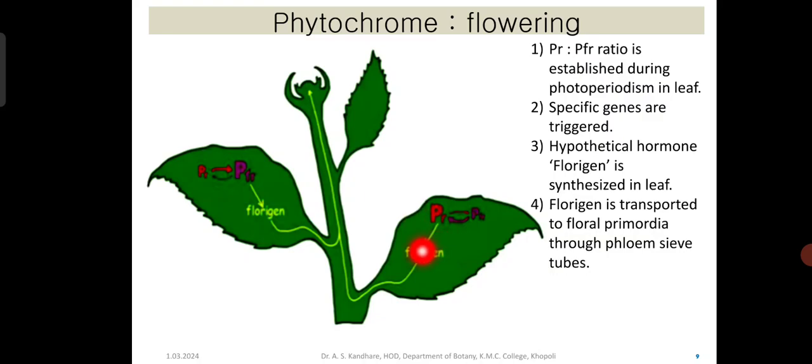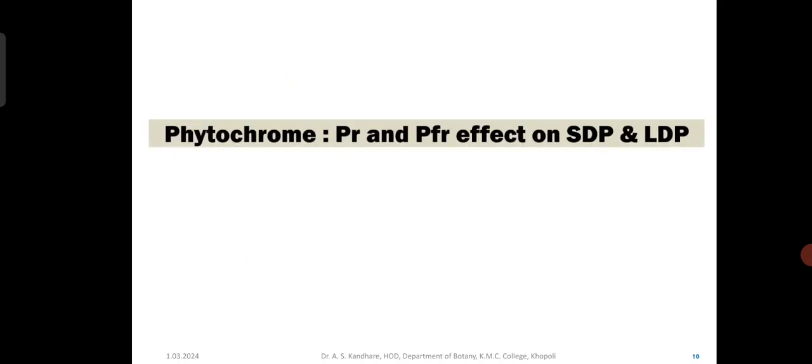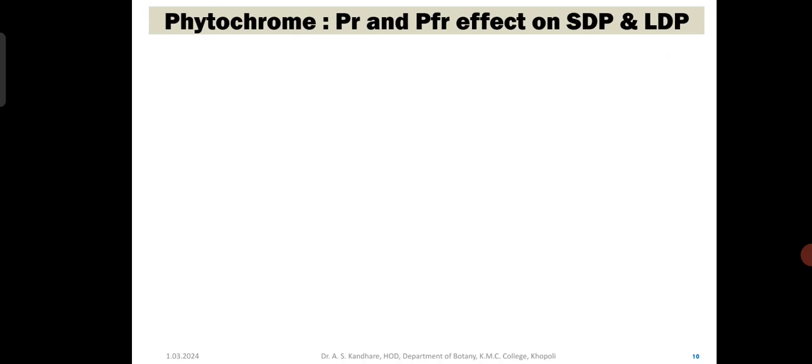जैसे मैंने बताया कि ये यहाँ पर ये फ्लोरिजिन बनता है और ये sieve ट्यूब्स के माध्यम से यहाँ तक जाता है फ्लोरल प्रिमॉर्डिया तक और यहाँ पे फ्लावर सेटिंग हो जाता है. फ्लावर इनिशिएशन बिगिंस एट दिस स्पॉट. तो इस प्रकार से फ्लावरिंग के लिए भी फाइटोक्रोम काम करता है. सो फाइटोक्रोम PR and PFR इफेक्ट ऑन शॉर्ट डे प्लांट एंड लॉन्ग डे प्लांट.